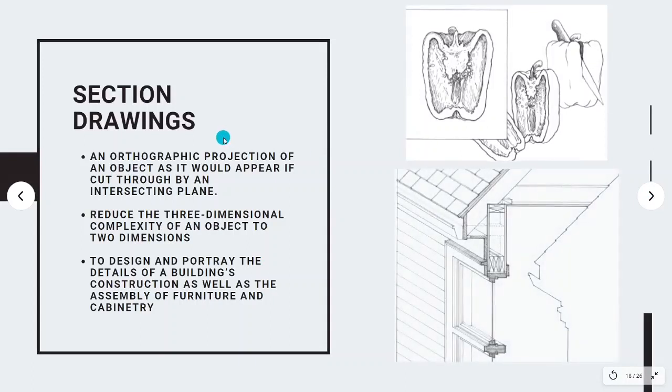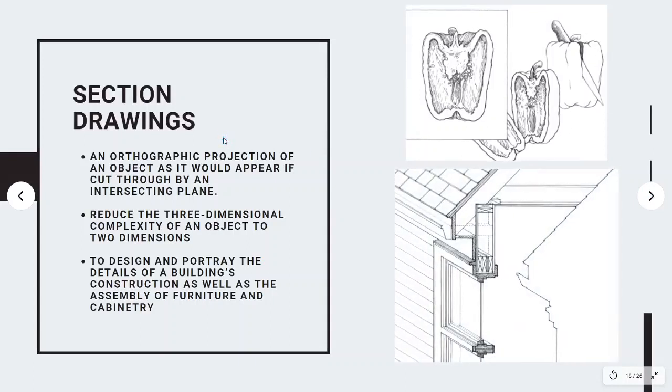So next would be the section drawings. So ang section drawings is an orthographic projection which would appear if we cut through an intersecting plane niya. So makita na dito kini nga object, no? As we can see this tomato nga murag gi-cut niya literally gi-cut ni siya with a knife. Then ang makita nato mao na ang section view. So basically mao na makita sa atong drawing. So this would again reduce the three-dimensional complexity of an object to two dimensions.